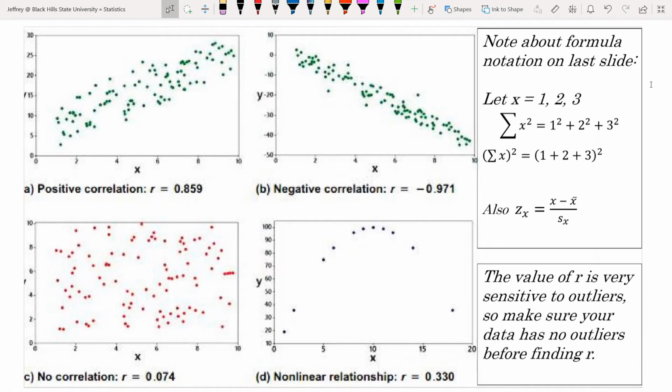Now, one thing that I need to make sure you're aware of is that, like other things, outliers really affect r. So we need to make sure that there are, in fact, no outliers or extreme points that are really high or really low compared to the rest of the data points.